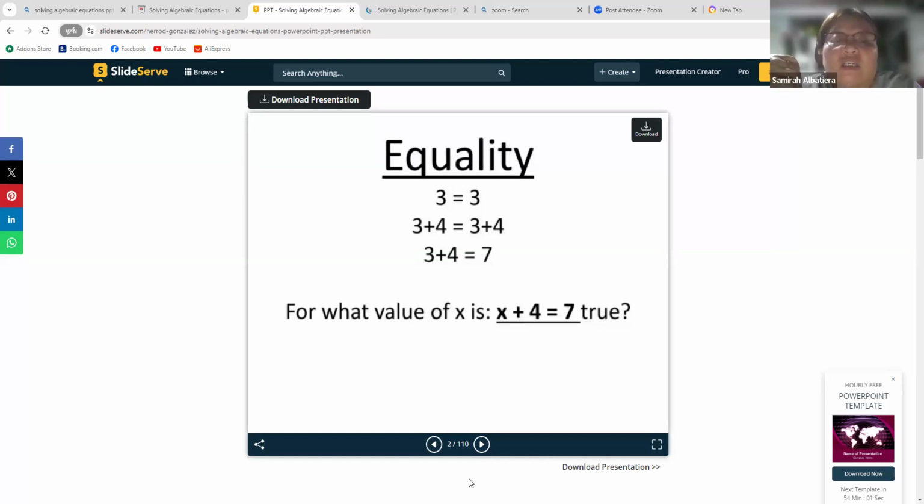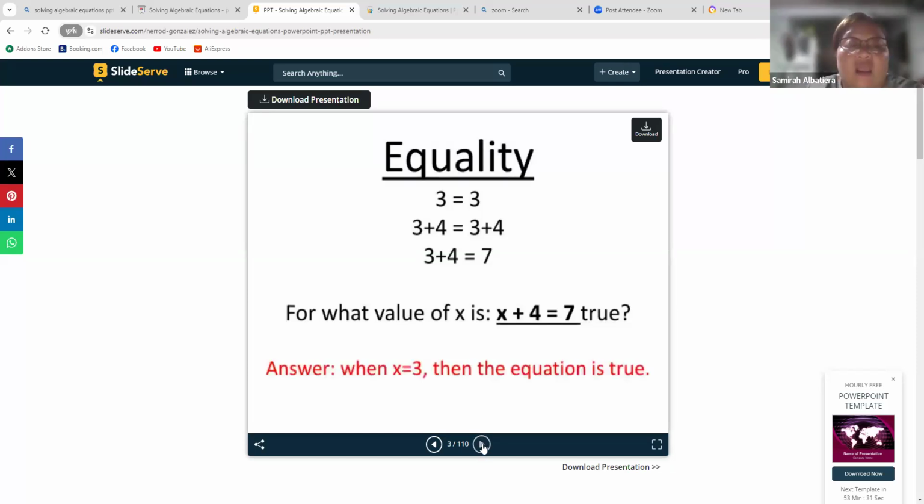So when we are going to solve for the value of x, like x plus 4 equals 7, what will be the value of x? What will be the value of x for the equation x plus 4 equals 7? By the way, x plus 4 is the algebraic expression, while x plus 4 equals 7 is the algebraic equation. Okay, so it will become true if we answer 3 for the value of x.